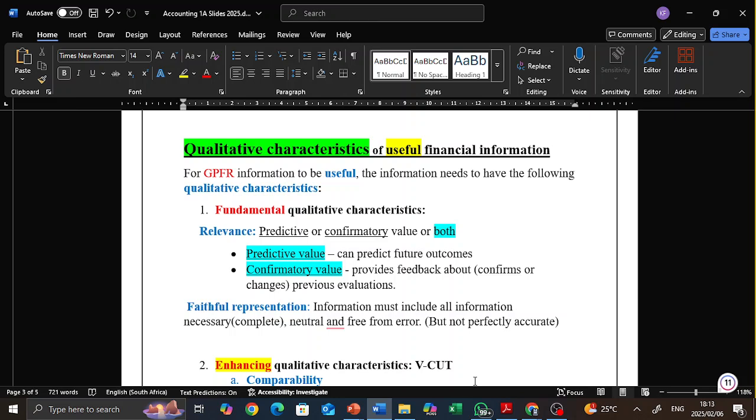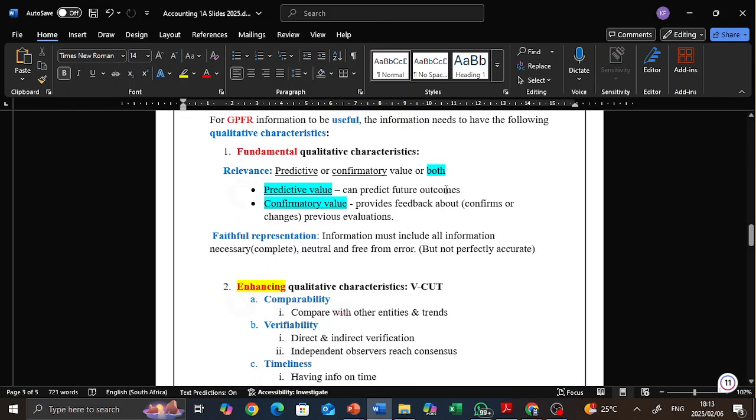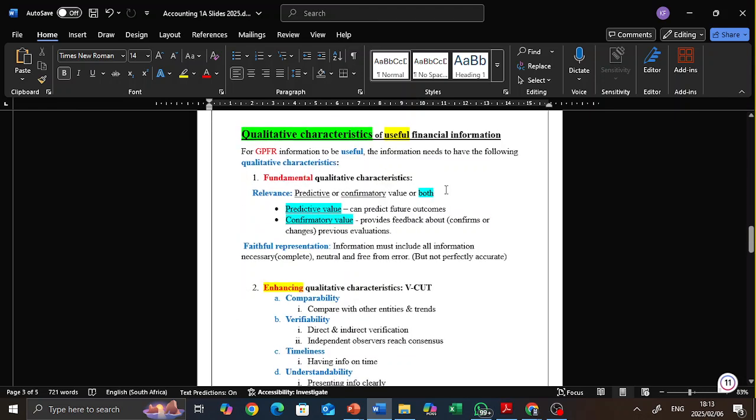As you can see, the opening line says that for GPFR, which is general purpose financial reporting, information to be useful needs to have the following qualitative characteristics. We have the fundamental qualitative characteristics and the enhancing qualitative characteristics. As you can see, they are both highlighted in red. For first year, you need to know two fundamental qualitative characteristics: relevance and faithful representation.